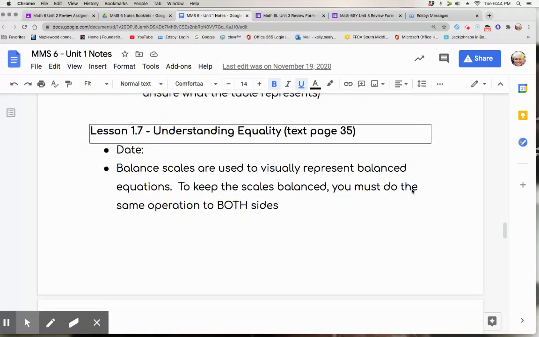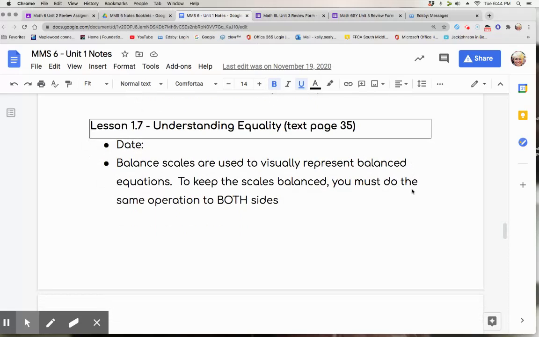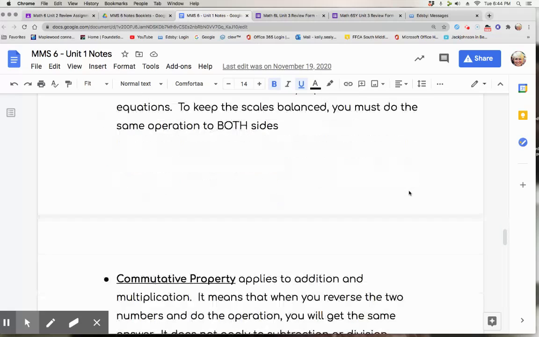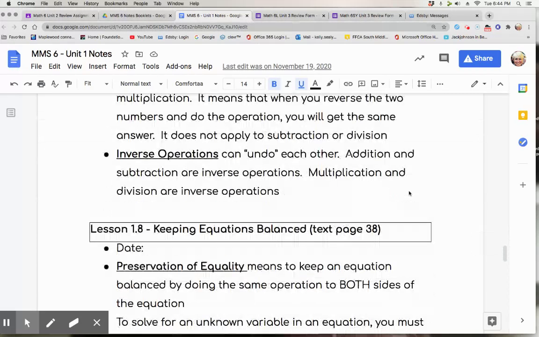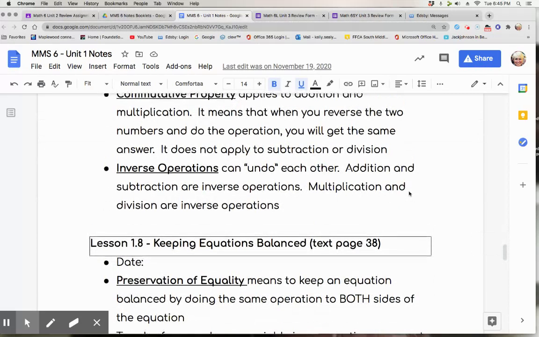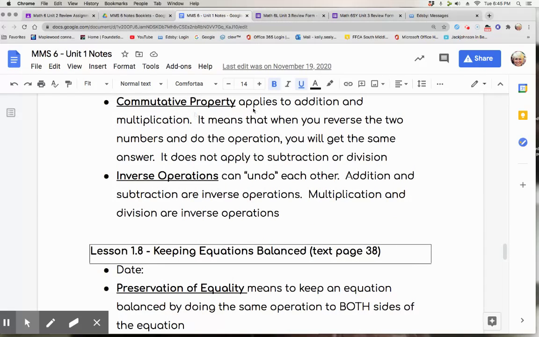Lesson 7 was about understanding equality. It says balance scales are used to visually represent balanced equations. To keep the scales balanced, you must do the same operation to both sides of the scale. In this lesson, we've talked about commutative property. Commutative property applies to addition and multiplication. It means that when you reverse the two numbers and do the operation, you will get the same answer. It does not apply to subtraction or division.